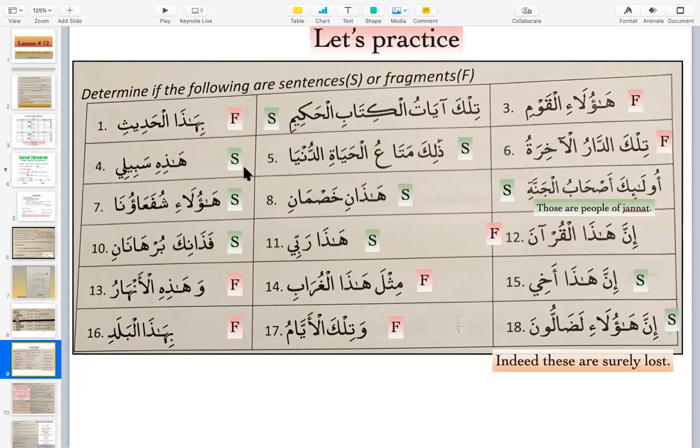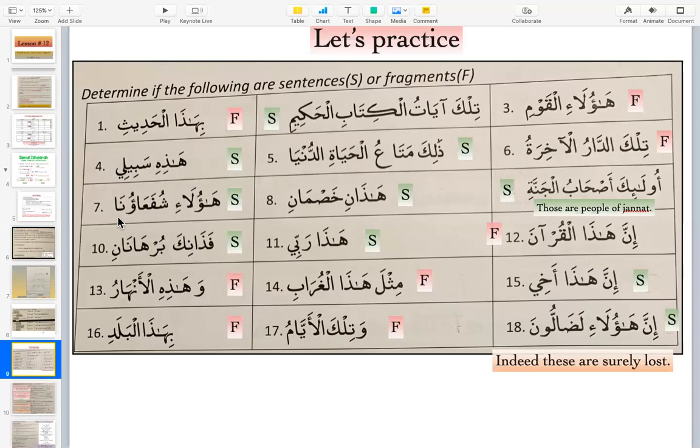Okay, then we have hazihi sabili. So hazihi sabil, we know that this is a word from Arabs also, so this is considered feminine, so that's why hazihi is used with it. And now hazihi, I don't see al after it, so this is my sentence. So hazihi sabili, sabili means my sabil, my path, my way. So this is my idafa fragment. So hazihi sabili, how am I gonna translate, this is my path. This is my path. Okay, this is a sentence.